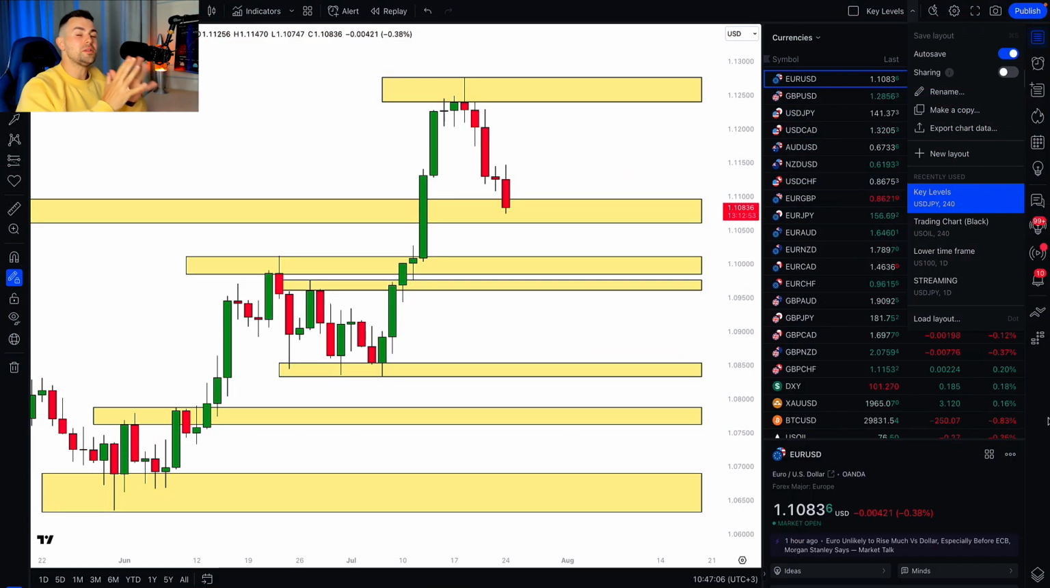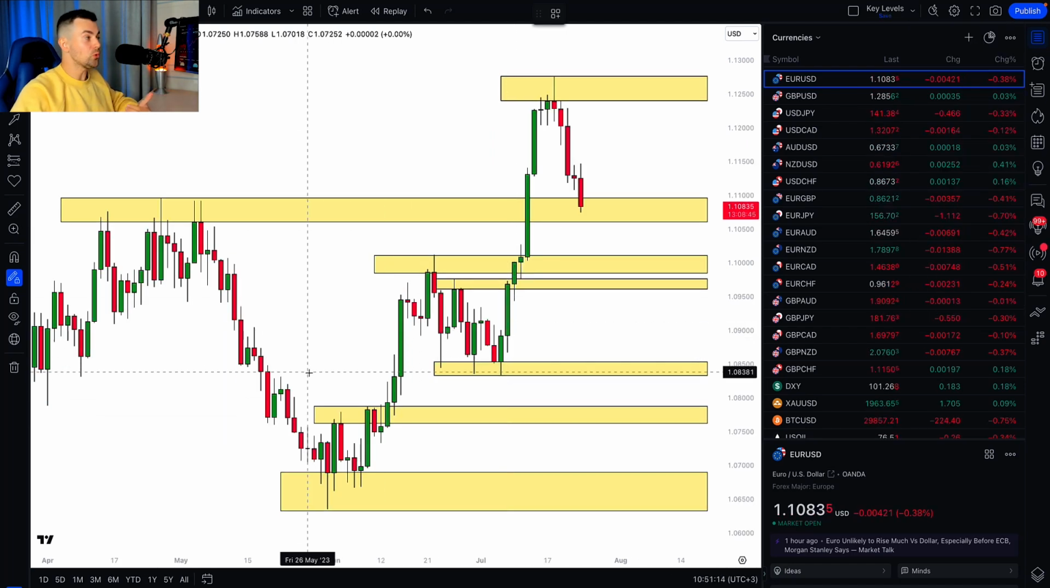And in order to identify the best instruments for swing trading, you should create this separate chart layout where you analyze the key levels on a daily time frame for all the instruments in your watch list. You underline support and resistance, supply and demand zones, the trend lines.